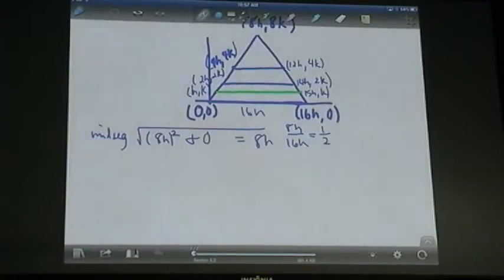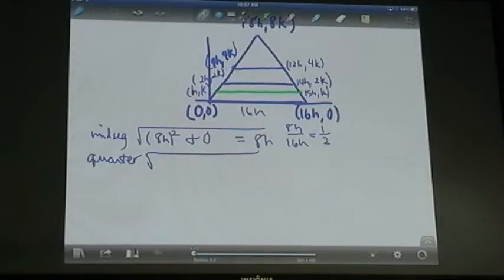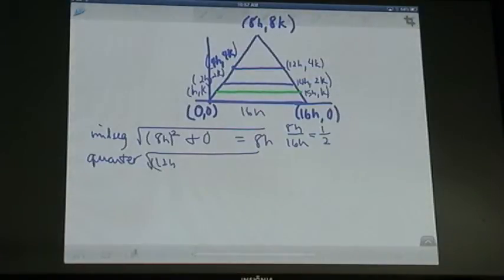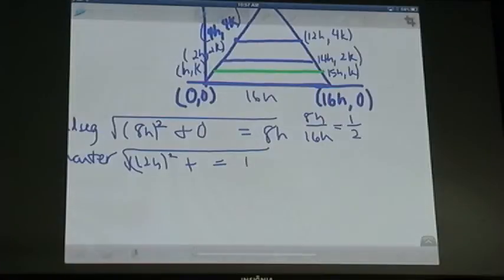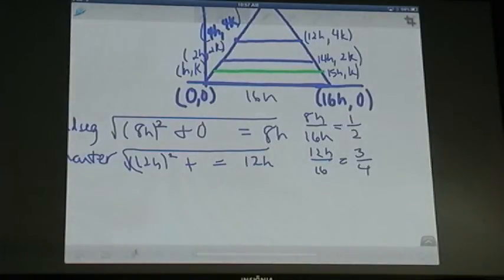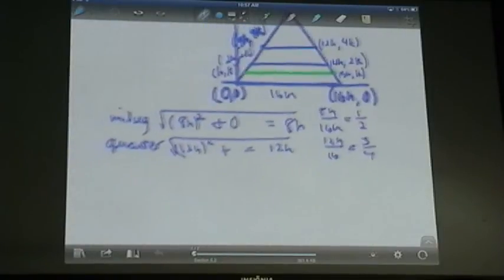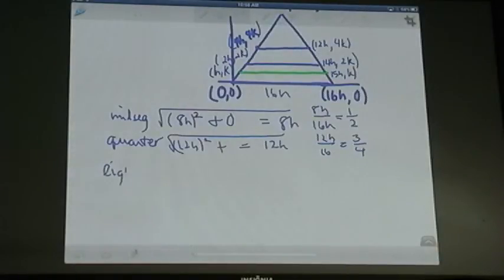Okay, now when we go for our quarter segment, we're going to subtract x minus x, so 14h minus 2h is 12h squared, plus 0 again, because 2k minus 2k is 0. So that's going to give us the square root of 12h squared, which is just 12h. And if you put 12h over 16h and put that in lowest terms, you get 3/4. So our quarter segment is 3/4 of our last leg. And then we do our eighth segment.